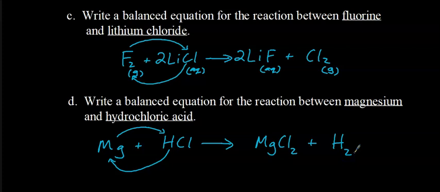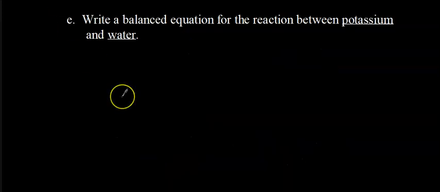Next, states of matter. So this reaction will always produce hydrogen gas. And then go ahead and balance it. We need to balance the chlorines and the hydrogen. There you have it. Take a look at one that's kind of similar to that.